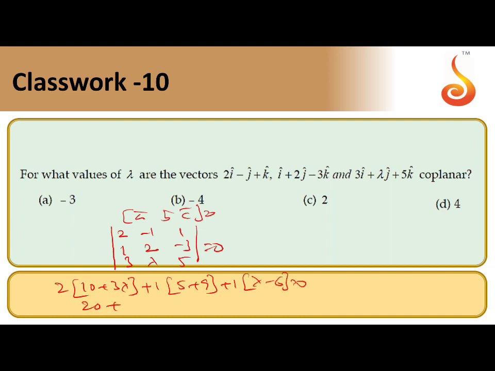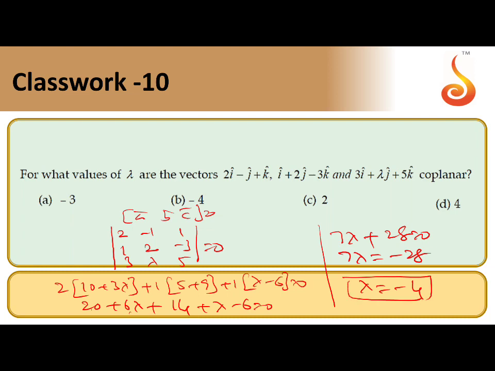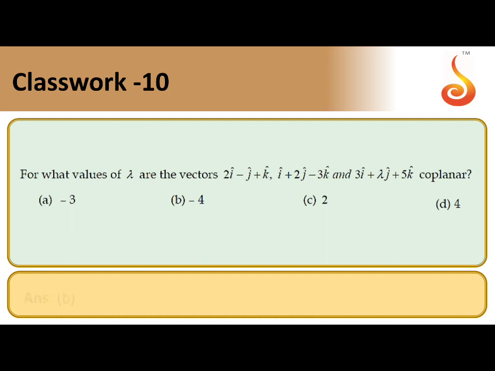So now 20 plus 6 lambda plus 14 plus lambda minus 6 equal to 0. So how many lambda? 6 lambda plus lambda, 7 lambda, plus 20 plus 14, 34. 34 minus 6, 28 equal to 0. So 7 lambda equals minus 28, lambda equals negative 4. That is the answer for this one. So look at the option. Which option is matching? B is the matching. So understand this one? Check the answer. Option B is the right answer.